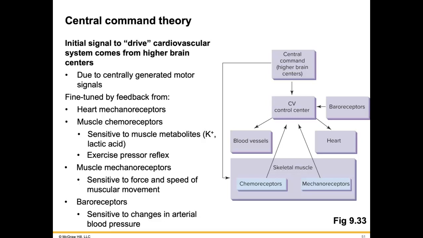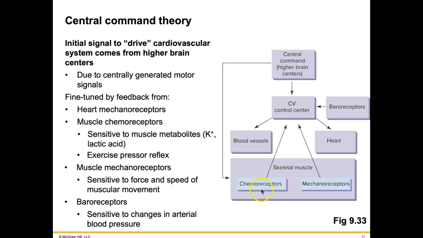And we have this initial drive that comes from our higher brain centers that will get our cardiovascular system to adapt to the exercise that we're performing. And this is centrally generated by motor signals. And we can fine-tune this with feedback from our heart mechanoreceptors, which are sensing for that change, right? That stretch that we're having within the heart as it's filling up with blood.